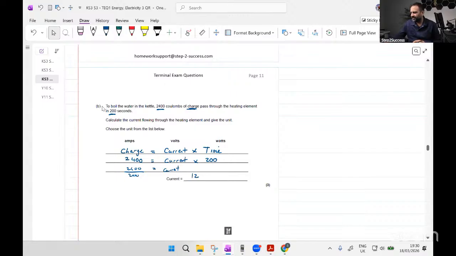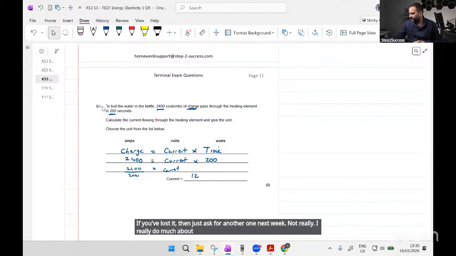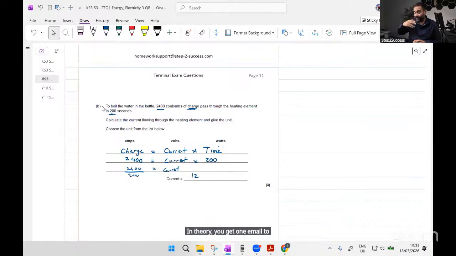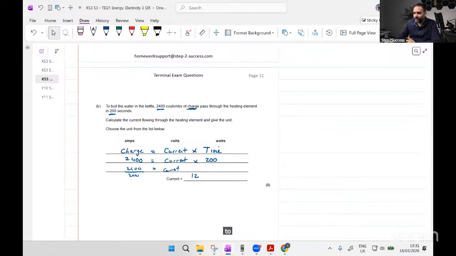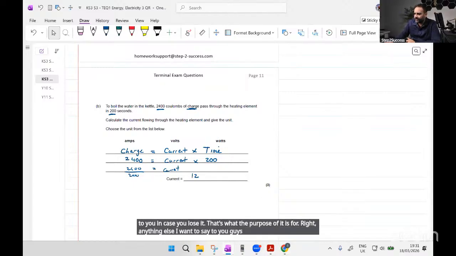If you've lost it, then just ask for another one next week. Not really, can't really do much about it. In theory, you get one emailed to you as well, so you can always do it. After every lesson, you get the homework booklet emailed to you in case you lose it. That's the purpose of it. Right. Anything else I want to say to you guys? If there are any other questions from the homework that you have, then feel free to ask me.